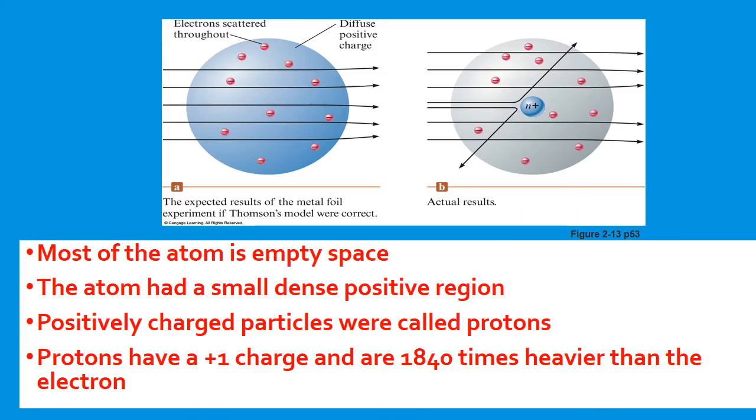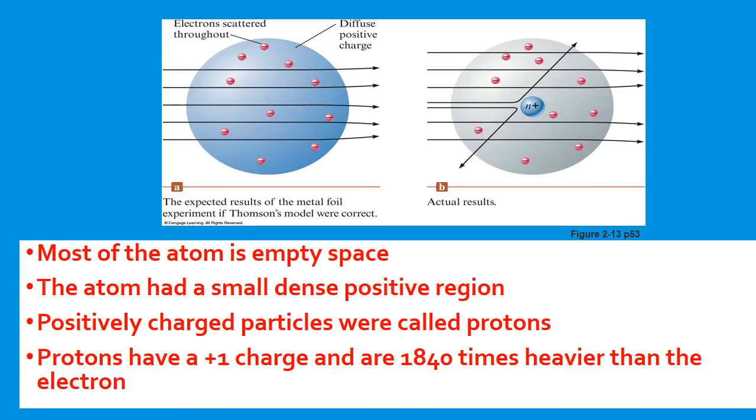In his new model, he concluded that the atoms are mostly empty space. His reasoning for this was the lack of deflection of most of the alpha particles. He also said that all the positive charge and most of the mass were concentrated in a small positively charged region, and this was shown by the large deflection of some alpha particles. He called that region the nucleus, and it is the central core of an atom.